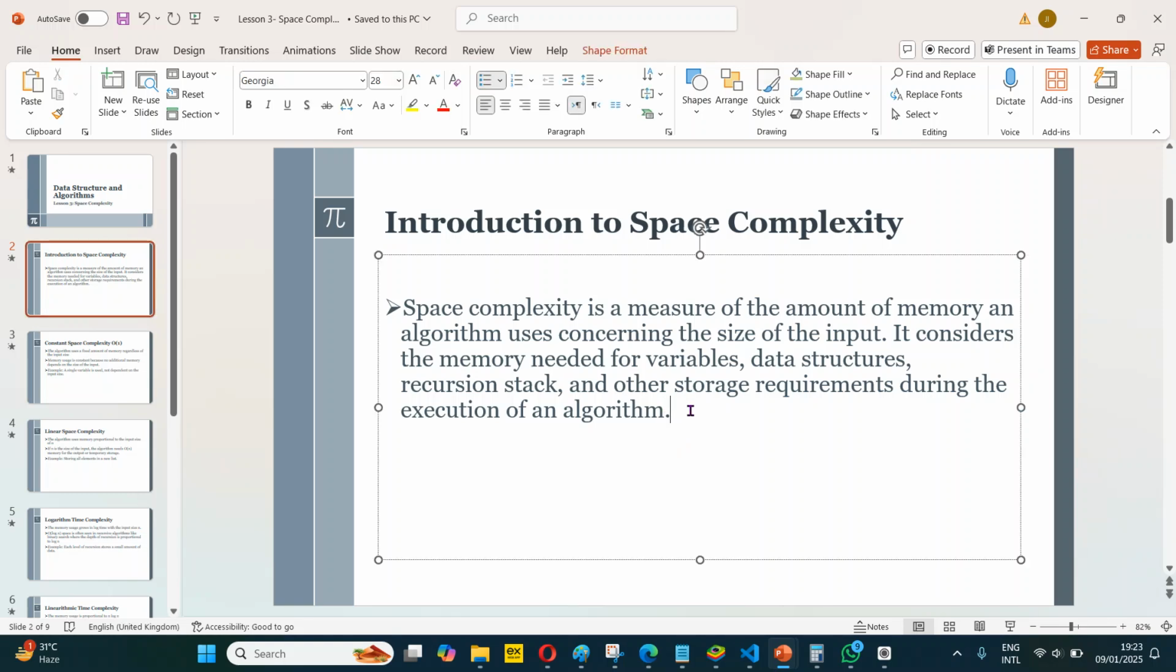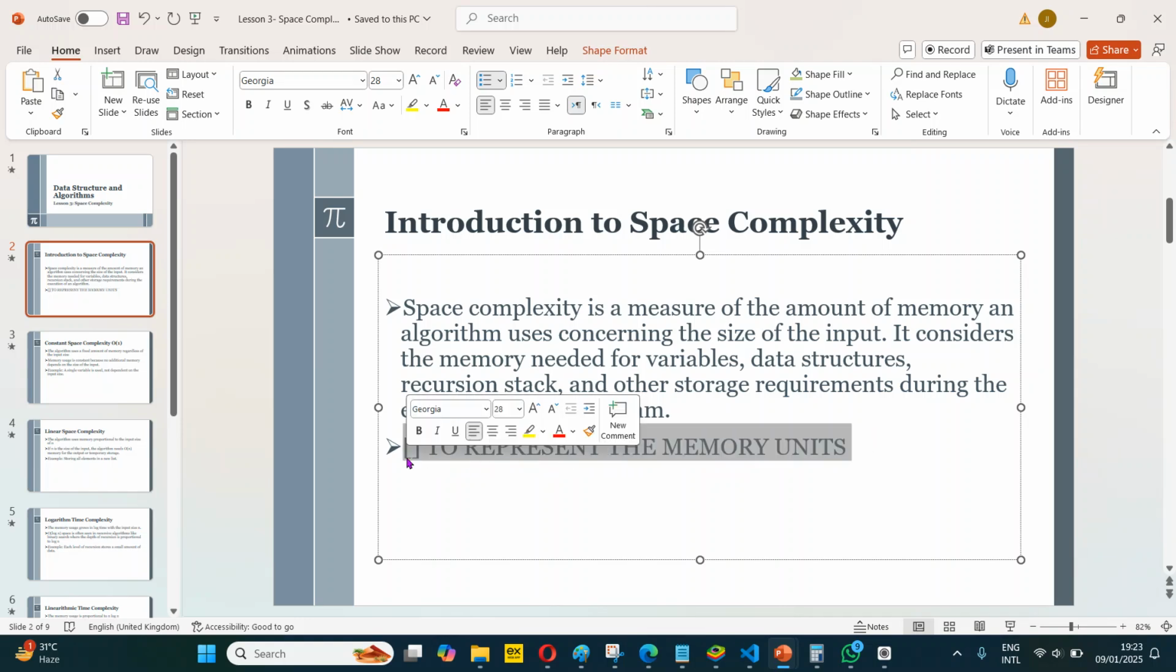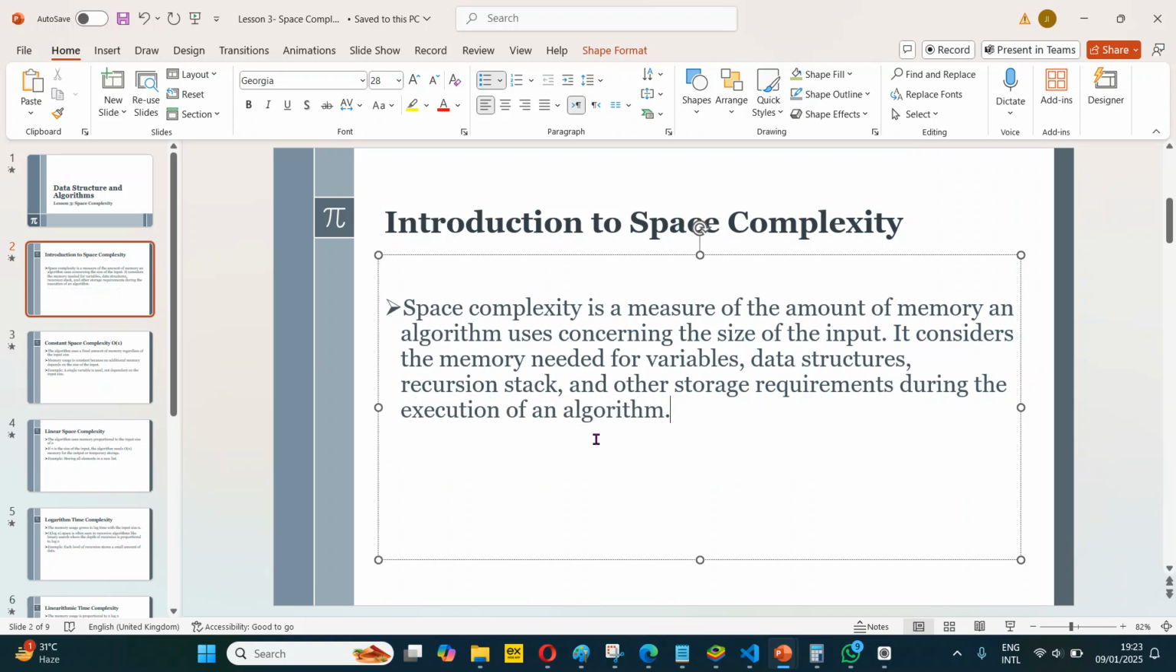In this tutorial, we're going to be using square brackets like this to represent the memory units. You can see that these two square brackets represent two memory units, and this represents one memory unit usage. So that's what we're going to be using to explain space complexity.